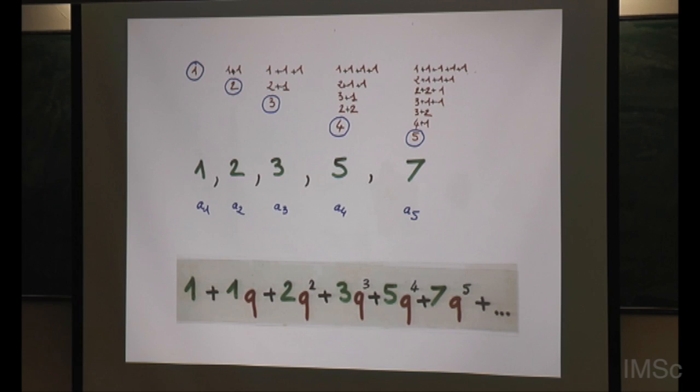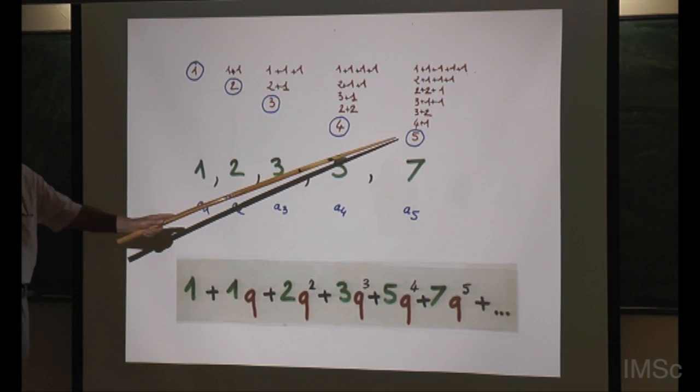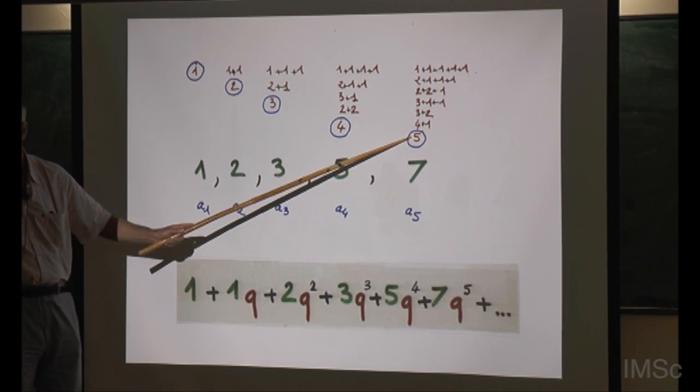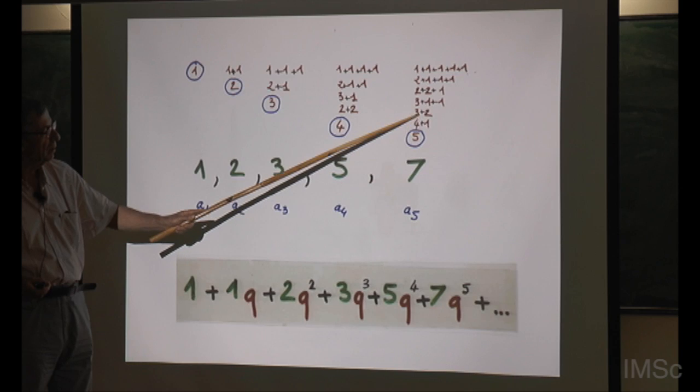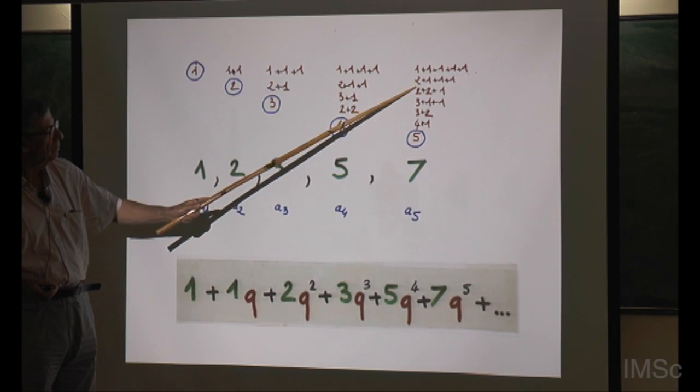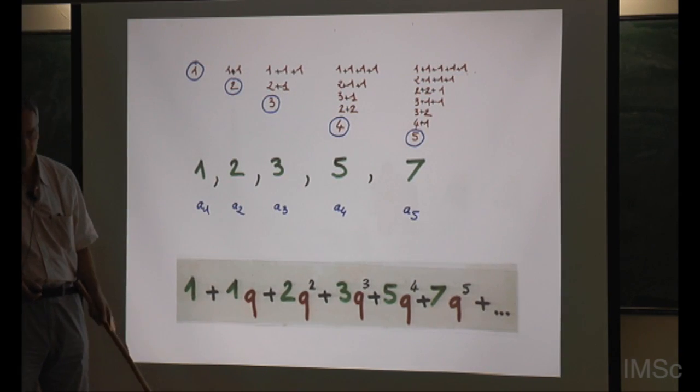And we are interested in finding the generating function for the number of partitions of the integer n. So here there are 2 partitions. Here for 3, there are 3 partitions. For 4, 5, you see the numbers are 1, 2, 3, 5, 7. Here this is a partition reduced to only 1 part. Here with 2 parts, 3 parts, 4 parts, and 5 parts.